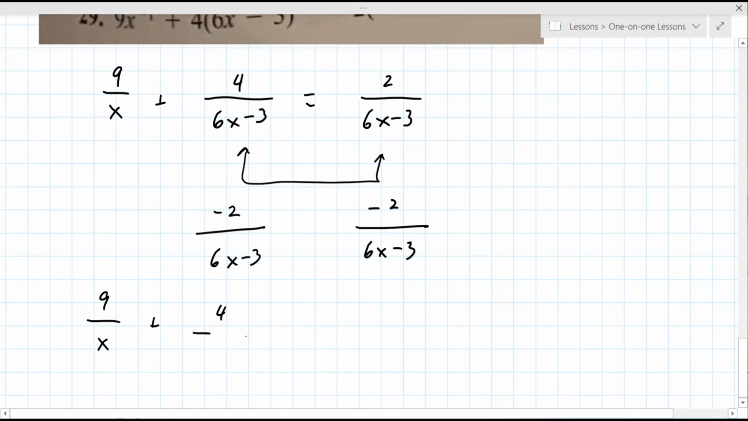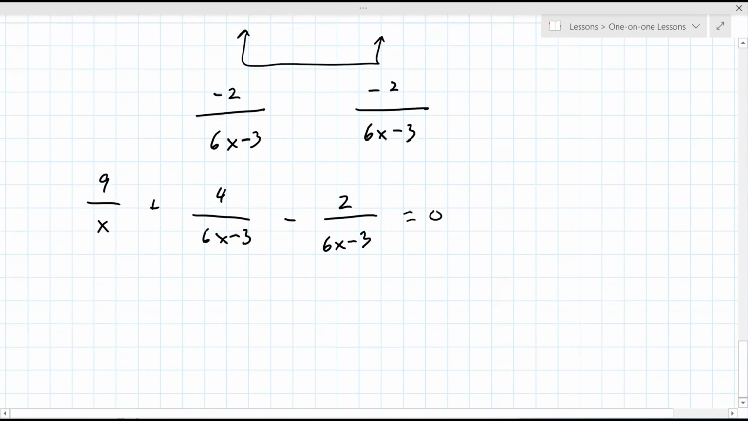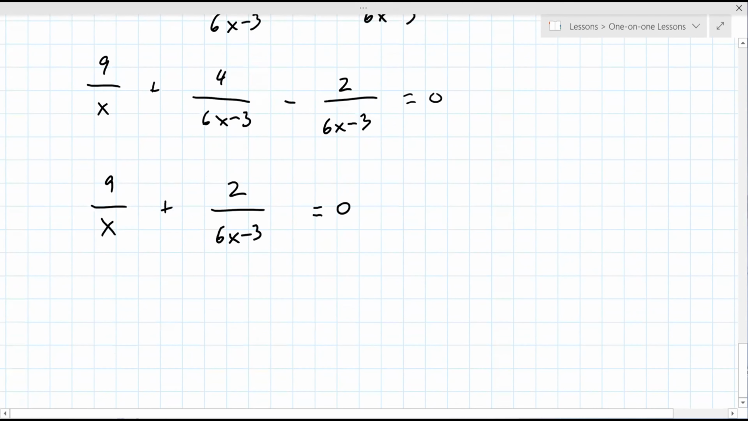I'll write it out because we have the space here. So it's 4 over 6x minus 3 minus 2 over 6x minus 3. So it's like saying, okay, I've got 4 of these, I'm taking 2 away. So what's left over? 2. So it's plus 2 over 6x minus 3 equals 0. You should factor the bottom. Like this one doesn't really give you a ton. It gives you this, I'm sorry, 2x minus 1.